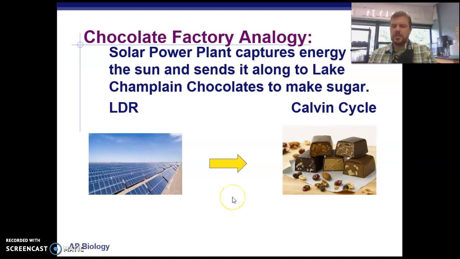And right now, I want you to stop for a second and think to yourself, what is the energy source that the light-dependent reactions send over to the Calvin cycle to run the Calvin cycle? If you said NADPH and ATP, you are right. Ding, ding, ding. Give yourself a gold star. And now it's time to dive into that Calvin cycle.